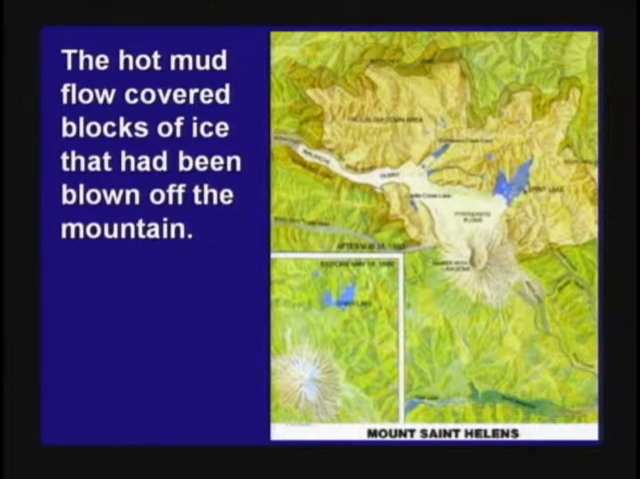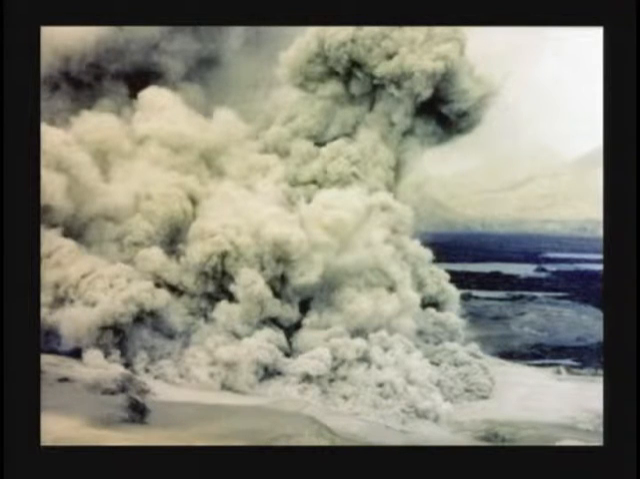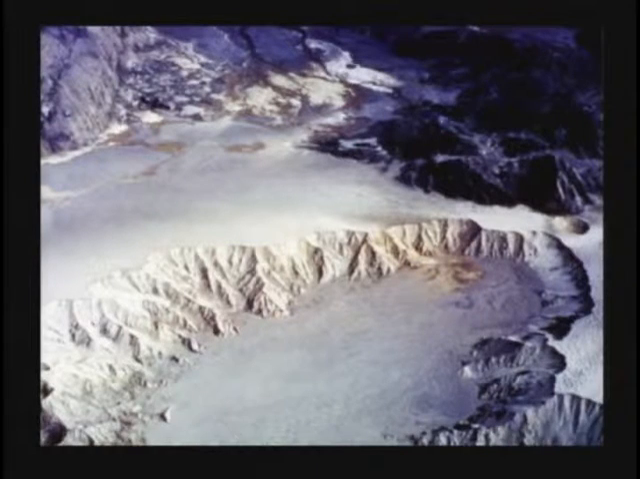As the mud flowed down, it flowed over blocks of ice that were as big as a house because they were blown off the volcano. It used to be covered by glaciers. Beautiful, beautiful mountain. These blocks of ice under this hot mud exploded, making erosion pits. This happened in a few seconds.